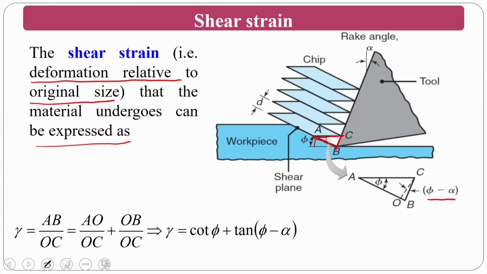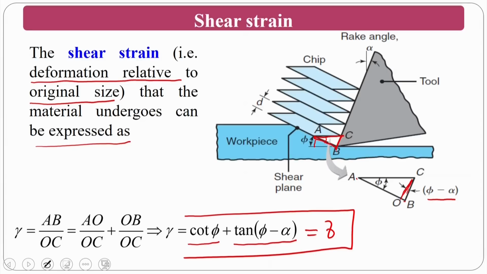So if you see, AB by OC is nothing but my shear strain. Now AB you divide into AO plus OB, so AO by OC plus OB by OC, which gives rise to cot phi plus tan of phi minus alpha. This is the final equation, which is equivalent to gamma, that is shear strain. Okay, so this is about the shear strain.